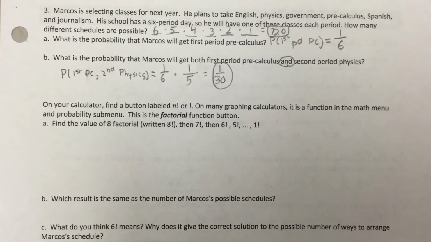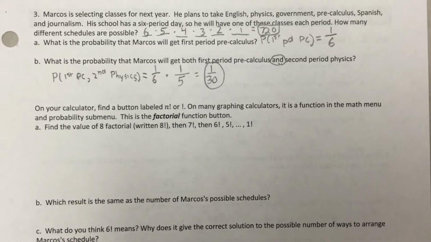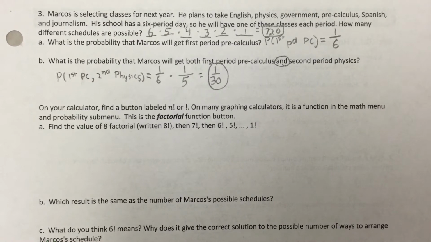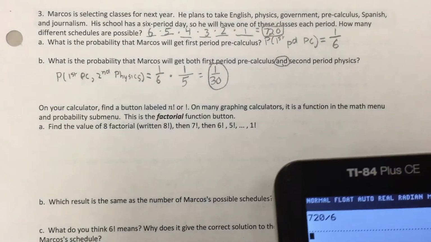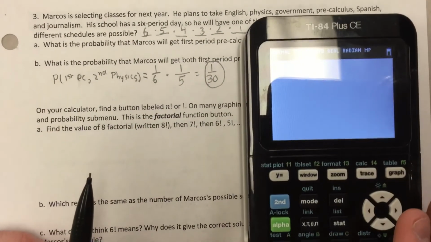All right, so then it says on your calculator, you can find the label N. Oh, exclamation! I gotta be excited, right? All right, so on many graphing calculators, you can find this button, the excited button, we'll call it, under the math menu and then the probability submenu. And this is actually called factorial. You can scream it if you want, though. Factorial!